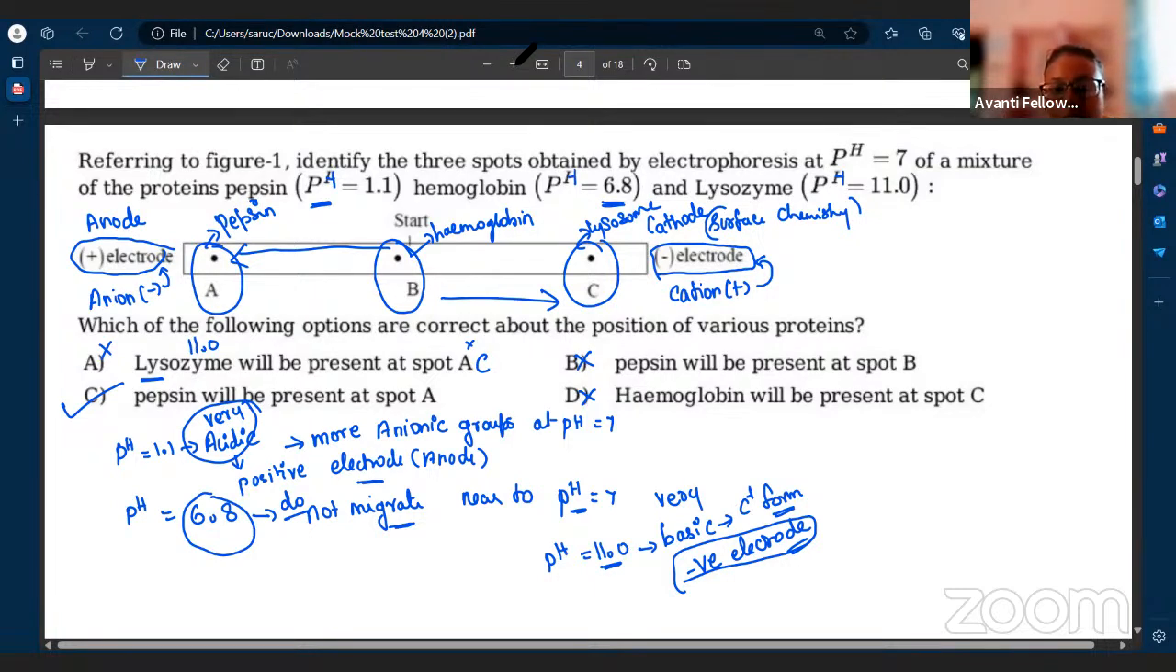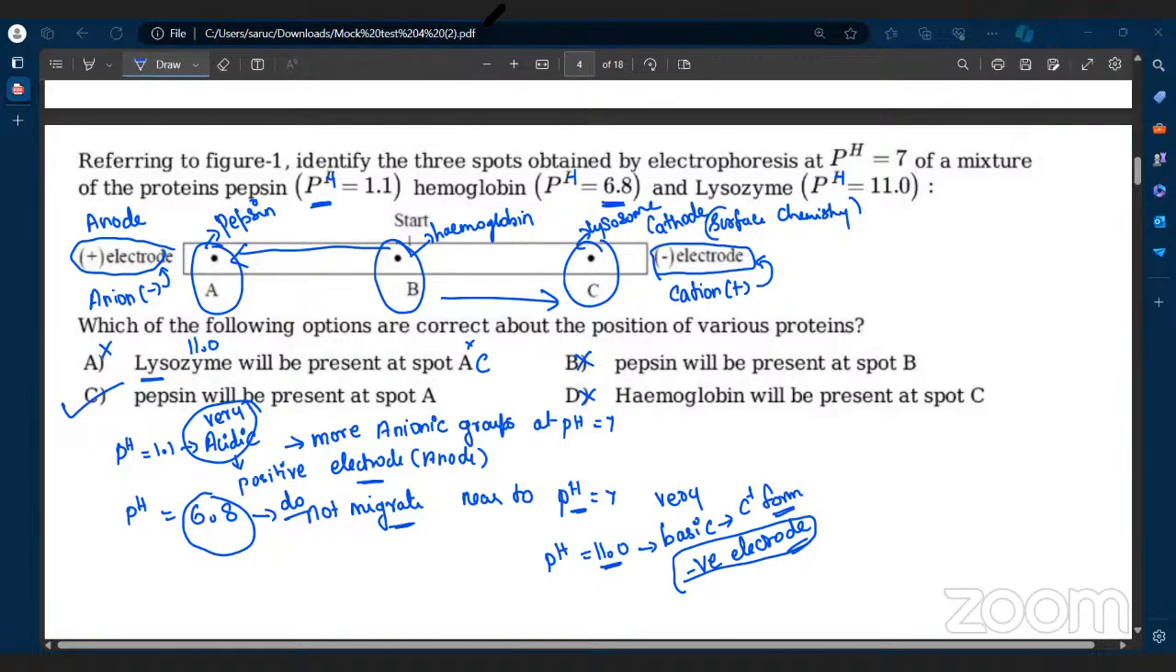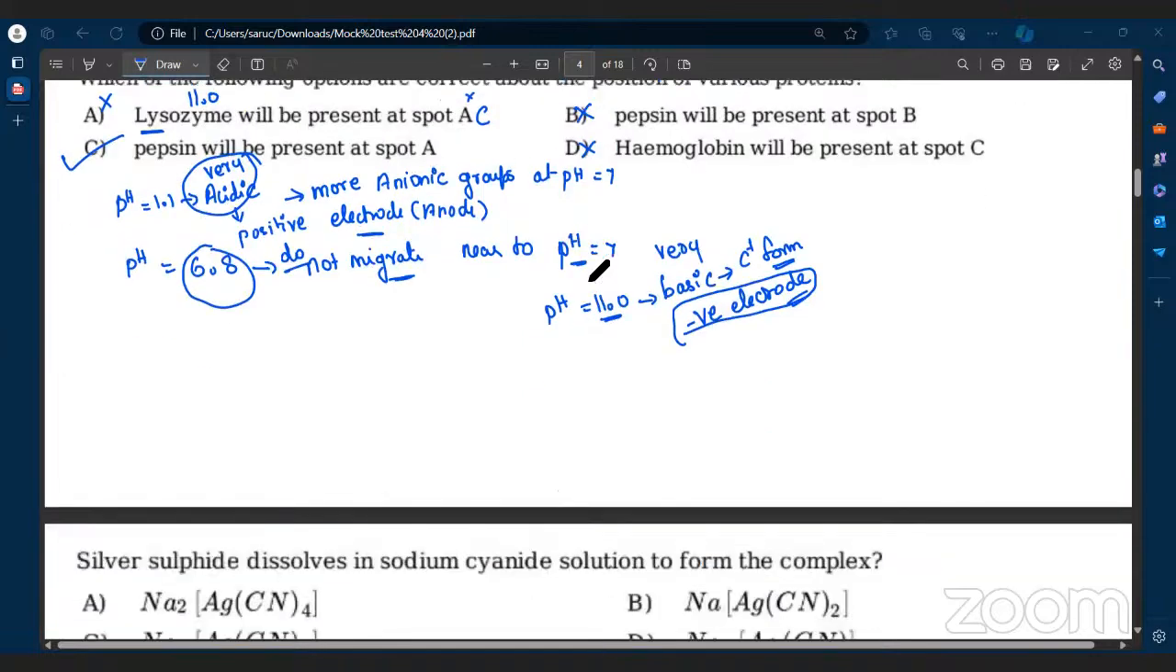Okay, are you clear with this question, everyone? If pH is very acidic, it will move to the positive electrode. If pH is very basic, it will move to the negative electrode. And if pH is around 7, it will not migrate at all. Any doubts with this question? Shall I move to the next question? Yes, fine. Moving to the next question.